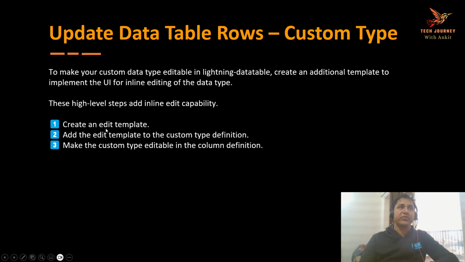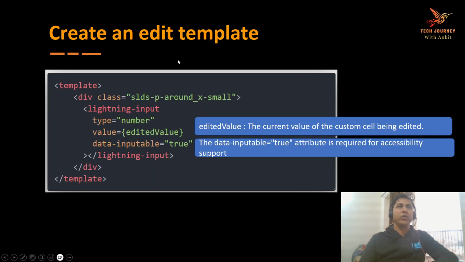So let me take you to the first step, where we have to create an edit template. In our custom type file, we have to create the edit template. For example, here I am defining the edit template as lightning input, where the user can enter the value. On the edit template there are two key things that you should know. First is the value.